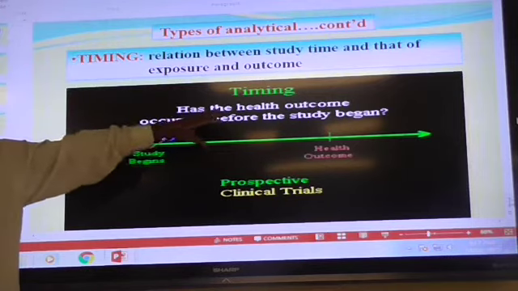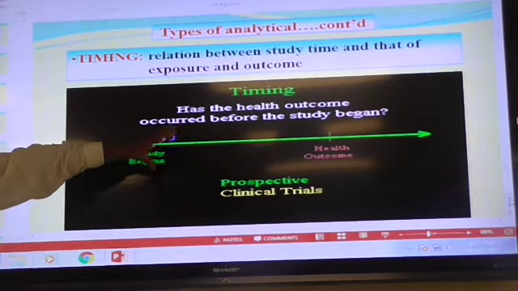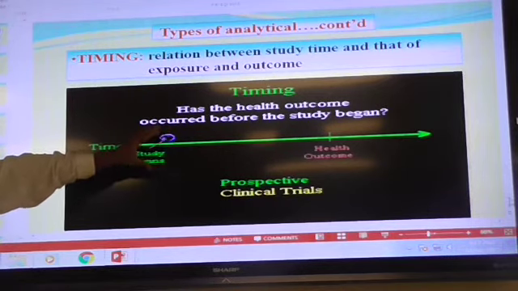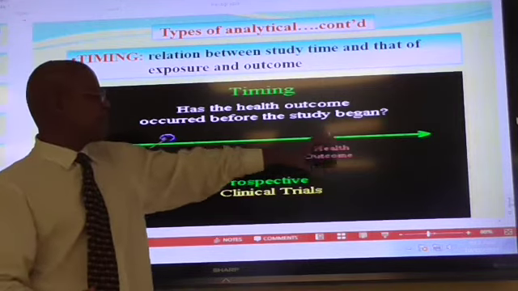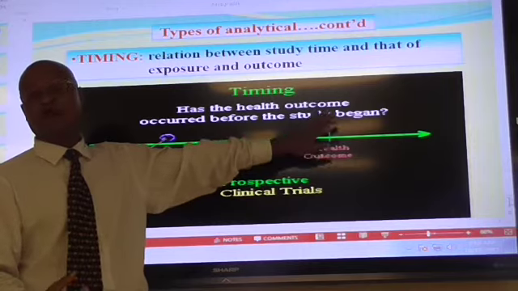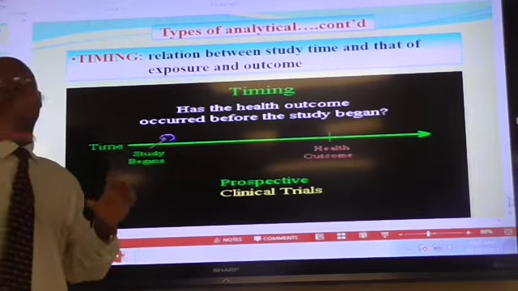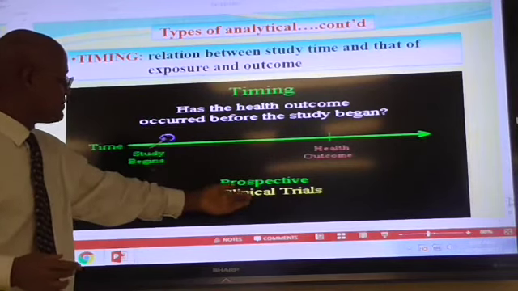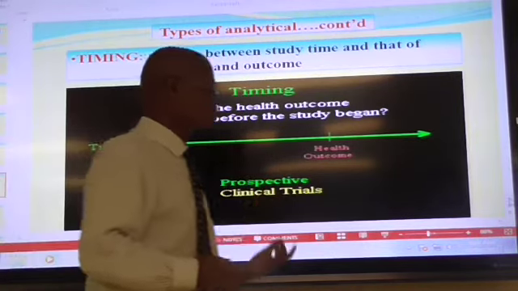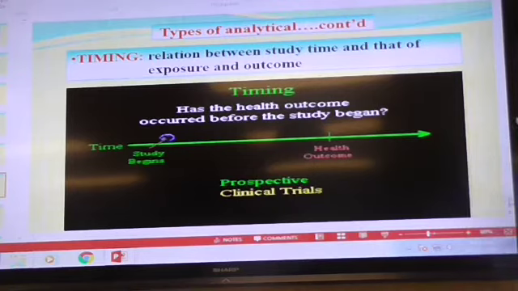In this case the health outcome has not occurred before the study began. The study begins here, and then the investigator has to wait for the outcome to occur. That takes time. That's why it's called prospective studies. So prospective cohort and clinical trials always follow this type of timing.